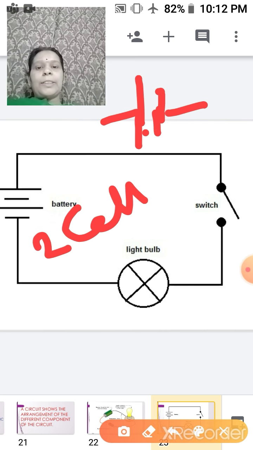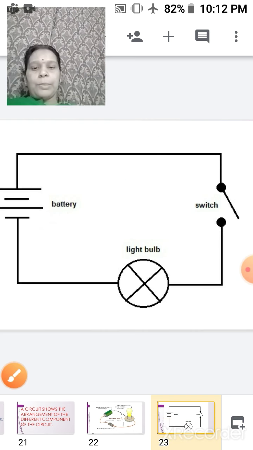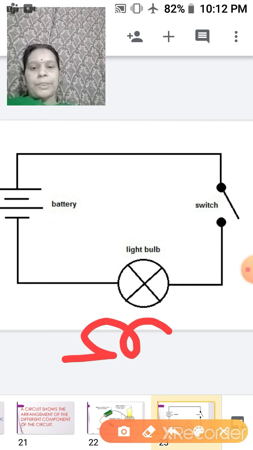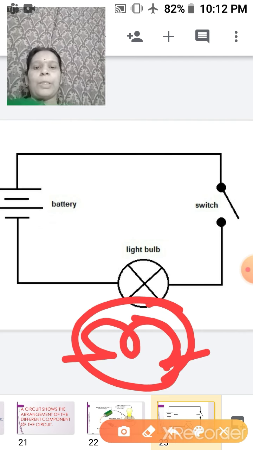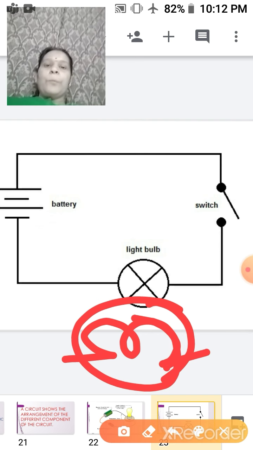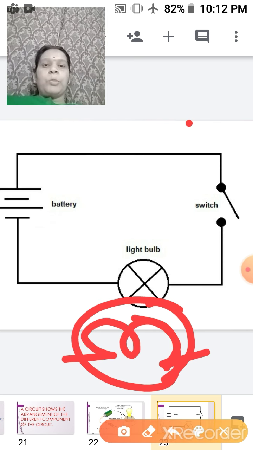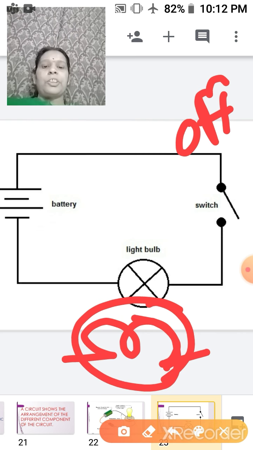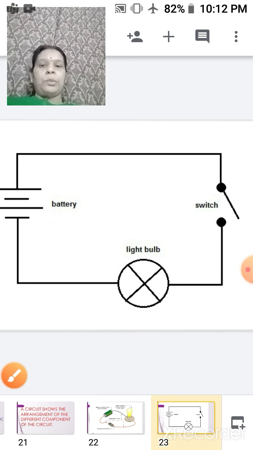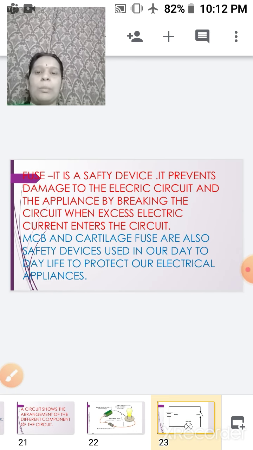And here you can see the structure of the bulb. In your book it is given like this, but you can go for this type of symbol also. Here the switch is in off position, that means the circuit is incomplete, so the bulb will not glow. I hope it is clear to you. This is the circuit diagram with the help of symbols.